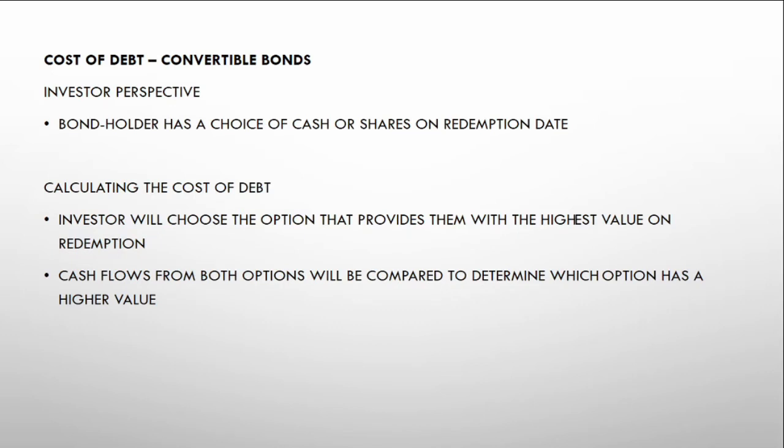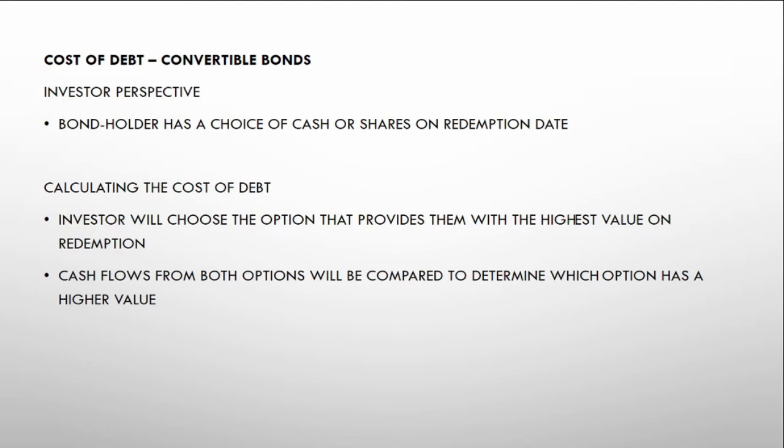So far we have looked at the cost of debt for redeemable bonds and irredeemable bonds, but we also need to take into account convertible bonds. So what are convertible bonds? Convertible bonds will offer the bondholder a choice of cash or shares on the redemption date. So the bondholder will buy these convertible bonds, and on redemption date, they will either decide whether they want to take the cash or they want to convert these bonds into ordinary shares.